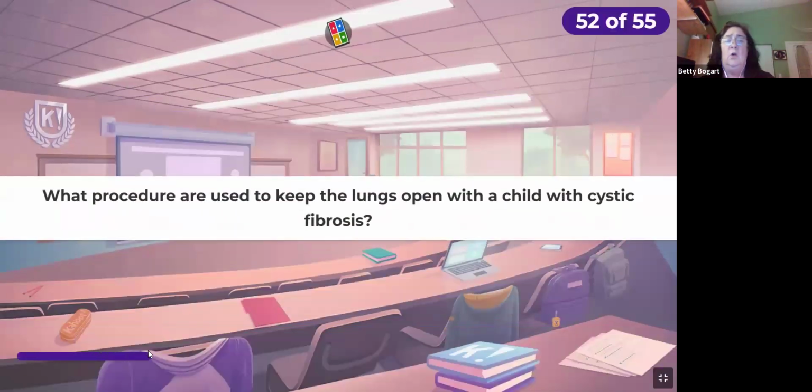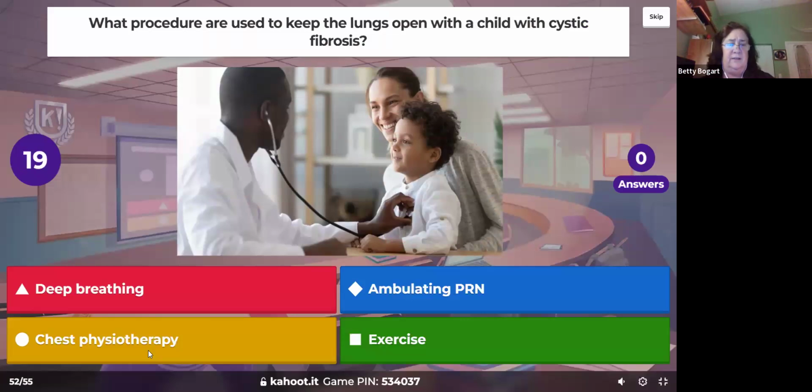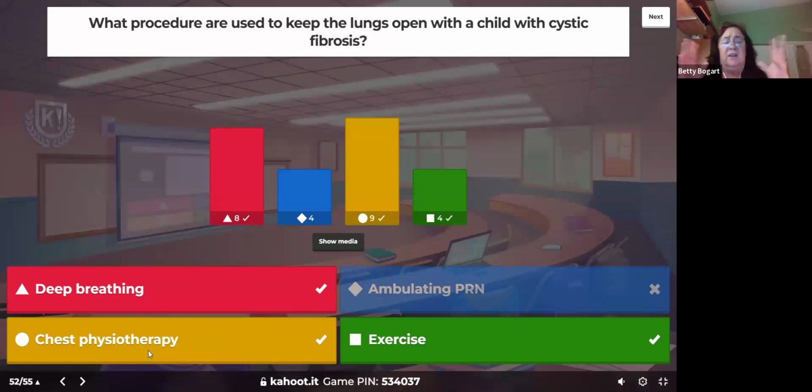What procedure is used to keep the lungs open with a child with cystic fibrosis? Remember, their lungs are full of mucus. You're doing aggressive respiratory care, right? So what procedure is most important of all? That's chest physical therapy, number one, deep breathing, coughing, and exercising. And I'm telling you, swimming is probably one of the best things for any kids because they hold their breath, and that holding their breath keeps lungs open.